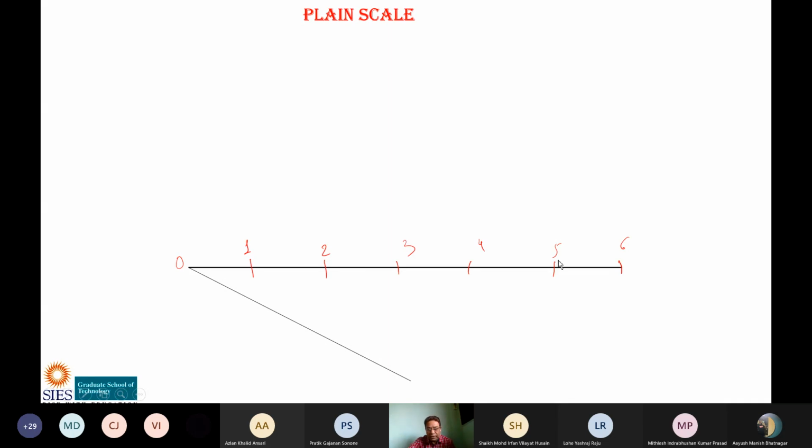In order to divide this line 0 to 6 into 6 parts, I will draw a line. Understand that this line, which is drawn at some angle, is a thin line. This should be drawn at any angle and any length. Now I want to divide it into any number of parts, so I will draw a thin line. What angle? Any angle. What length? Any length.